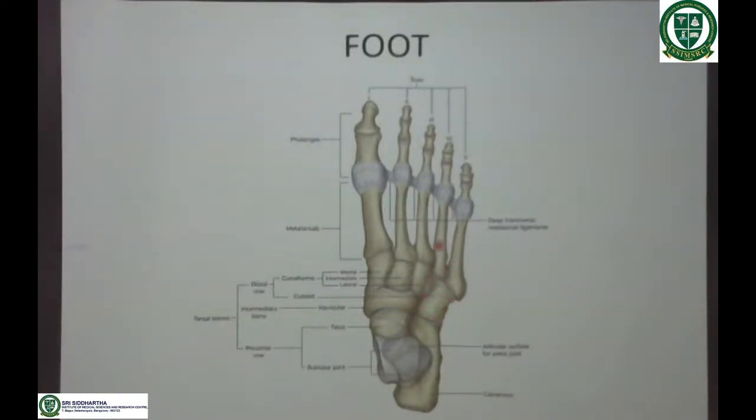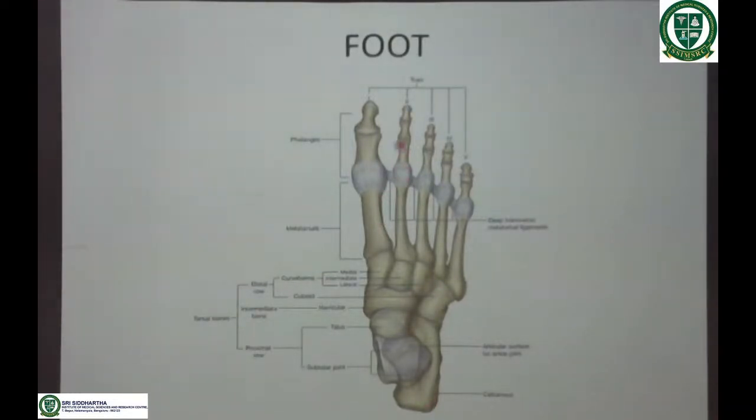This is the cuboid. Then distal to the cuneiform bones, we are saying these are the metatarsals. This area is the base of the metatarsal. Here you are seeing the shaft of the metatarsals. Then here is the head of the metatarsals. Then distally these are the phalanges. In the first toe there are two phalanges, proximal and distal. The remaining all have proximal, middle and distal phalanx. So this is the right foot. This is towards the medial aspect. Here towards is the lateral aspect.